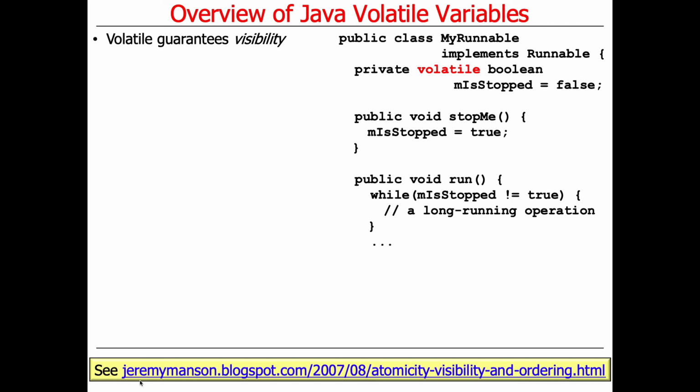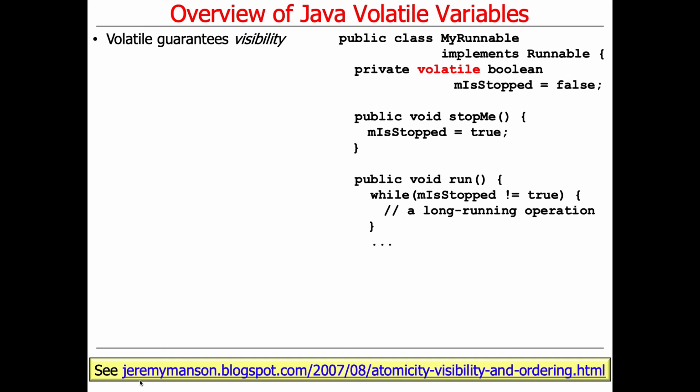Volatile also guarantees visibility. So remember we said that there were three properties: atomicity, consistency and visibility, and ordering. So here's a case where volatile will guarantee visibility.